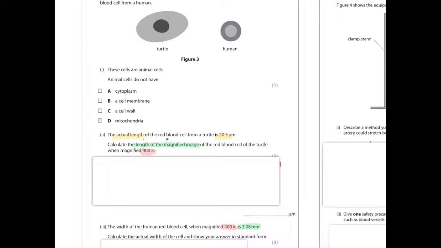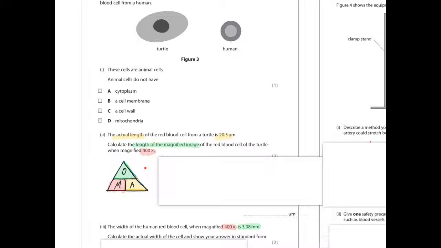The actual length of the red blood cell from a turtle is 20.5 micrometers. Calculate the length of the magnified image of the red blood cell of the turtle when magnified 400 times. So, we know the actual length, we know the magnification. What we don't know is the image length, so the magnified image. That's what we have to work out.